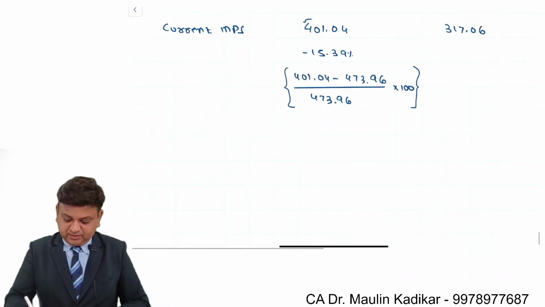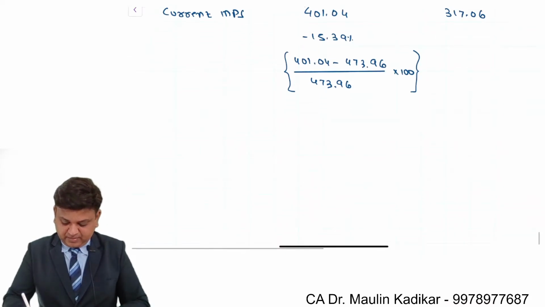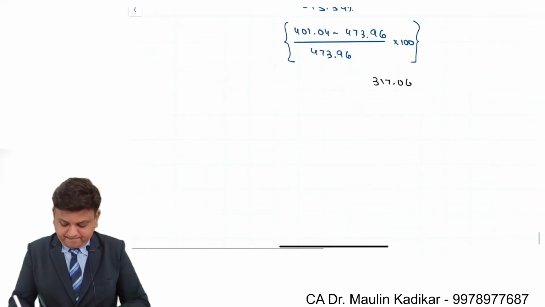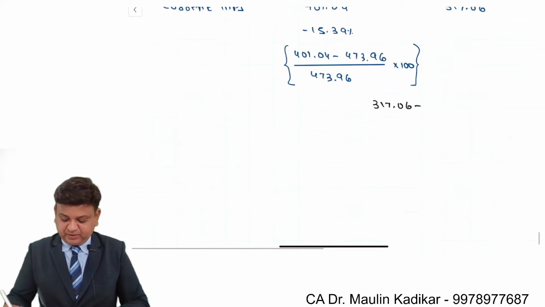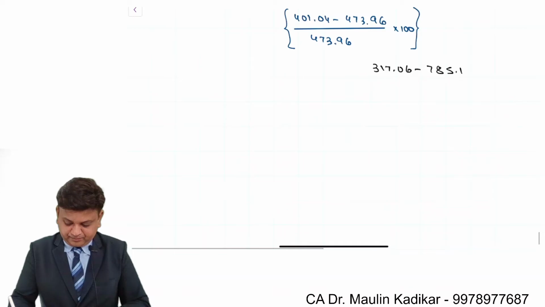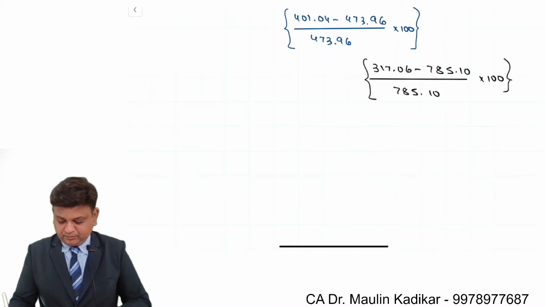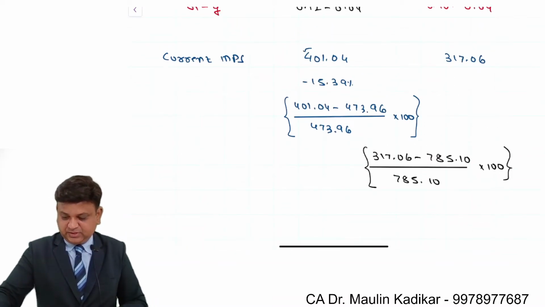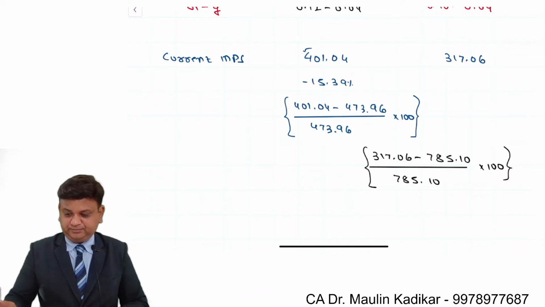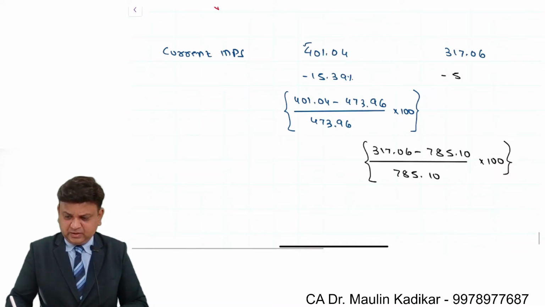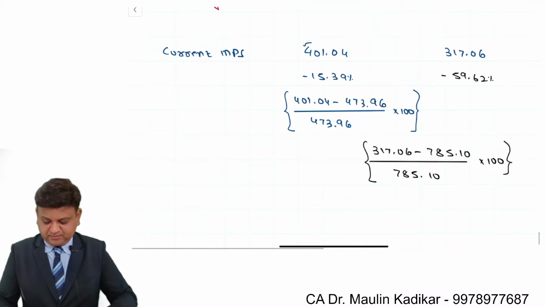The price is only 317.06 in comparison to 785.10, divided by 785.10, into 100. So we understand that it is 317.06 minus 785.1, divided by 785.1, into 100. It is underpriced by 59.62 percent.